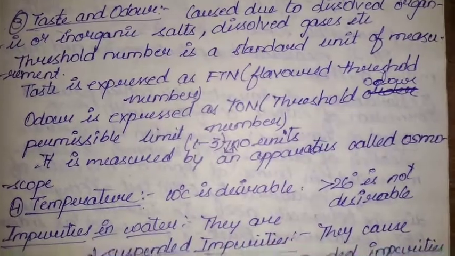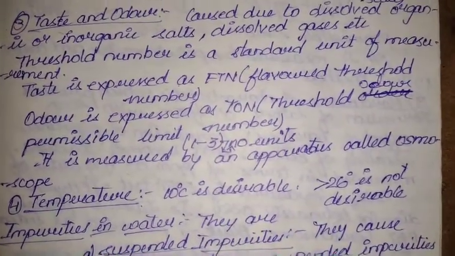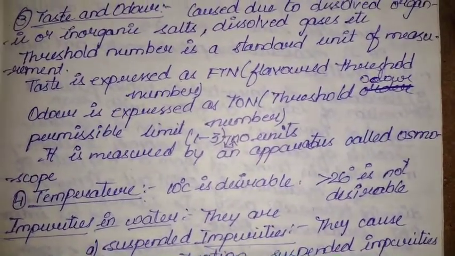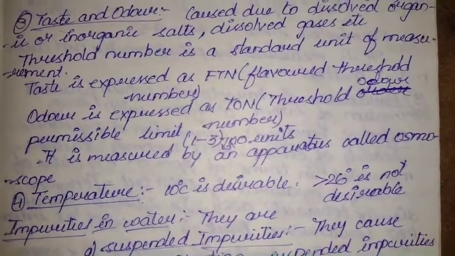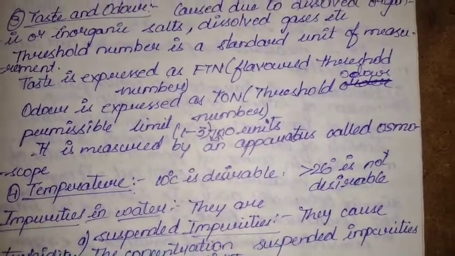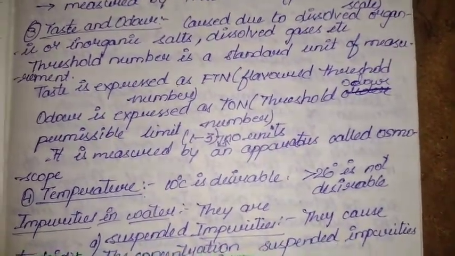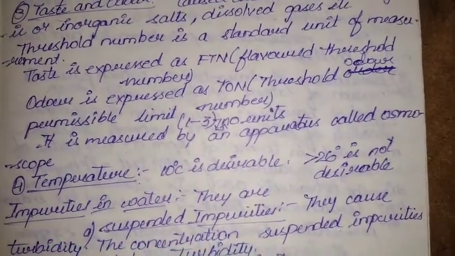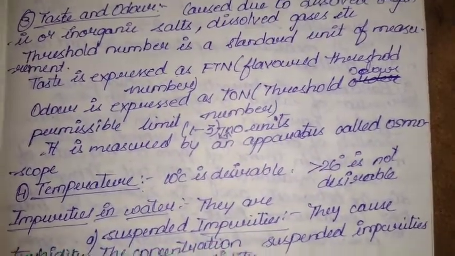Threshold number is a standard unit of measurement. Here we are using a standard unit to measure taste and odor. The standard unit is the threshold number. For taste it is the flavor threshold number, that is FTN. For odor it is TON, that is the threshold odor number. Remember, the threshold number is the same for taste and odor, but the expression for it changes. For taste it is the flavor threshold number, and for odor it is the threshold odor number.